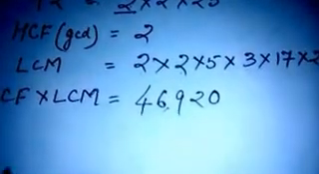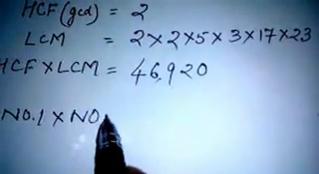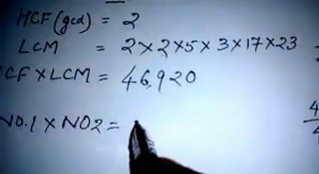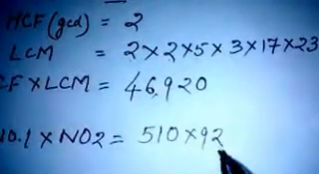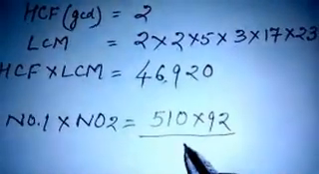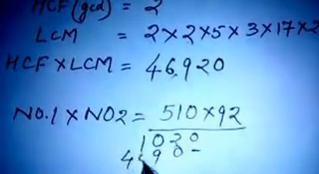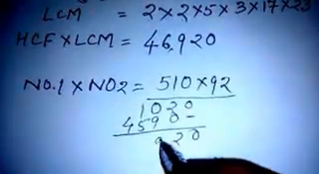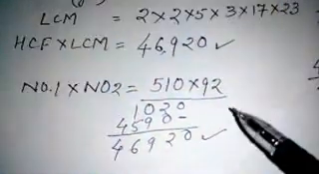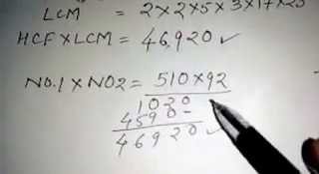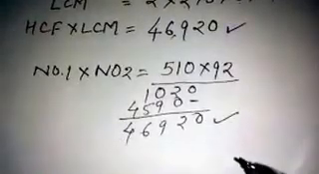Now let us find the product of the numbers. Number 1 multiplied by number 2 is 510 multiplied by 92. And that becomes the same product. So we have verified, hence verified, that the product of HCF and LCM equals the product of the two given numbers. That's all.